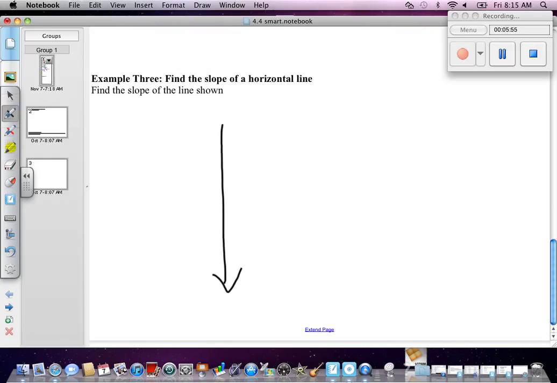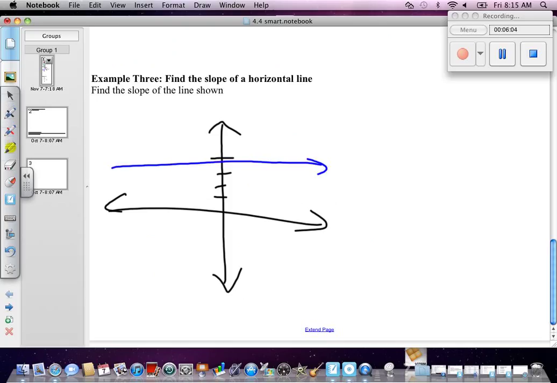Okay, example 3, I've got my y-axis, my x-axis, 1, 2, 3, 4, 1, 2, 3, 4, and I've got this line that goes right through 4. We can pick any point on here, but does it fall or rise at all? No, so that's 0 on the top. And it doesn't matter how many I go over. I could go over 3. What is my slope? 0. If it's a horizontal line, it's 0.